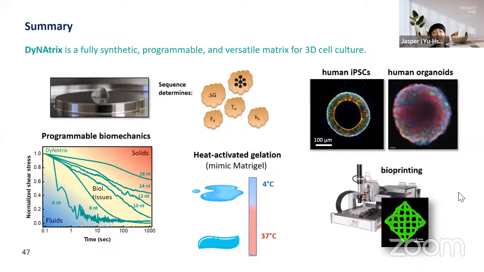To summarize, DyNAtrix is a fully synthetic, programmable, and versatile matrix for 3D cell culture. The DNA sequence allows us to determine several different properties, so we can create programmable biomechanics, mimic Matrigel with heat-activated gelation, and we also show that it's compatible with several different cell types. And for the future, for manufacturing, you can also do bioprinting.